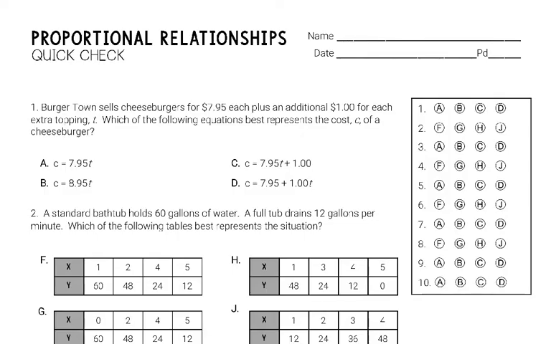The first question says, Burger Town sells cheeseburgers for $7.95 each, plus an additional $1 for each extra topping. Which of the following equations best represents the cost, C, of a cheeseburger? In this equation, I know that each cheeseburger costs $7.95. I also know that if you want an additional topping, it'll be $1 for each extra topping.